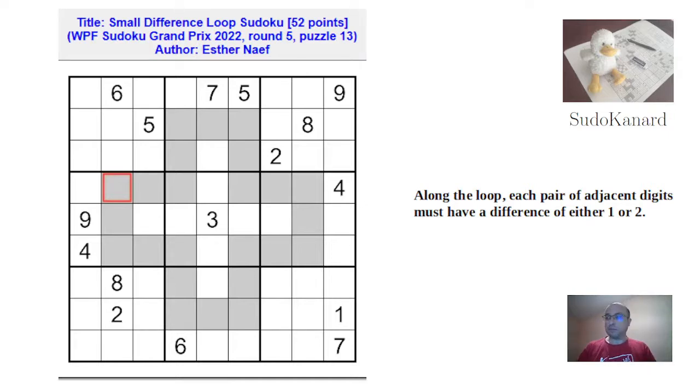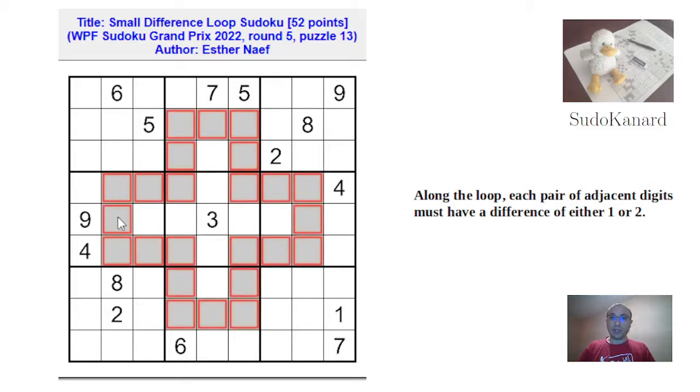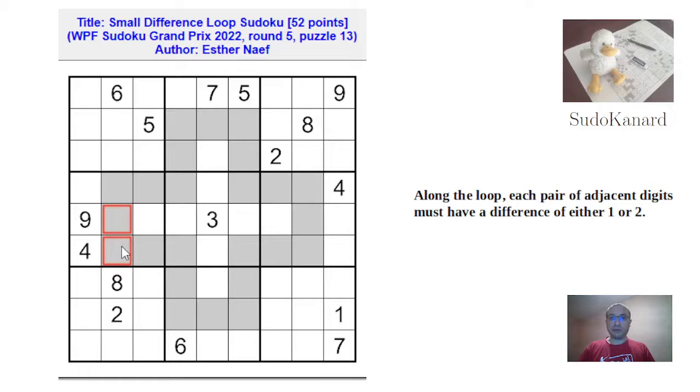So what is the special rule? Well, you have this nice Swiss cross which forms a loop, and along this loop every pair of adjacent digits must have a difference of 1 or 2. So, for example, if you put a 1 here, then those would have to be 2 and 3, and you see that it's not possible because 2 is not available.